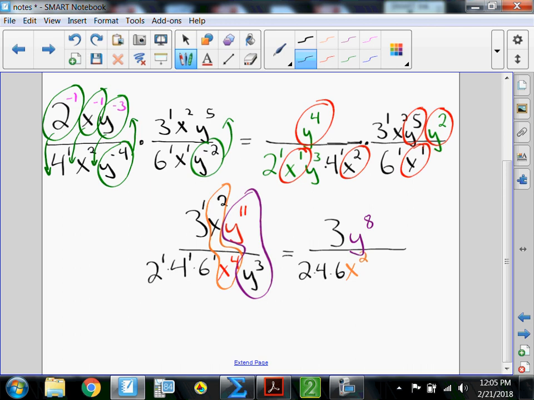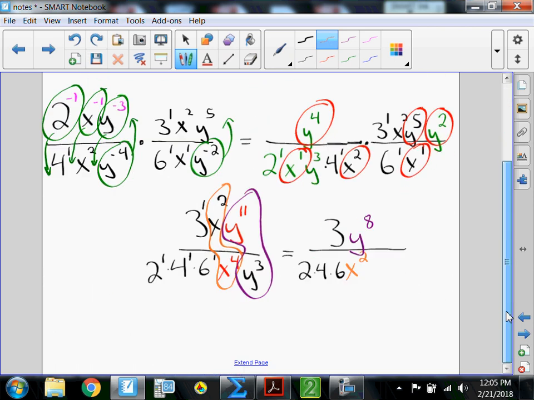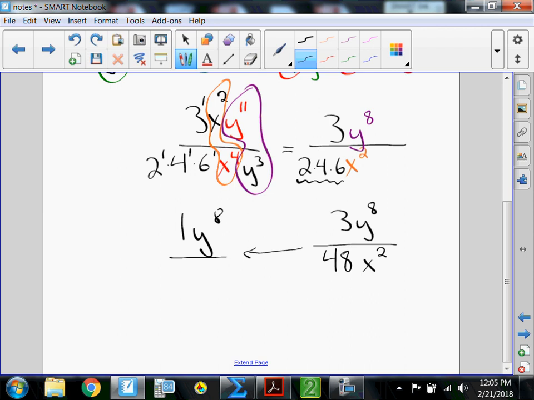on bottom. My last step is to deal with the numbers. Everyday math adds something new. So for my numbers, I have 3y to the 8th over 2 times 4 times 6 is 8 times 6 is 48 x squared. 3 divided by 48 is 1 over 16. 1 y to the 8th over 16 x squared, or y to the 8th over 16 x squared.